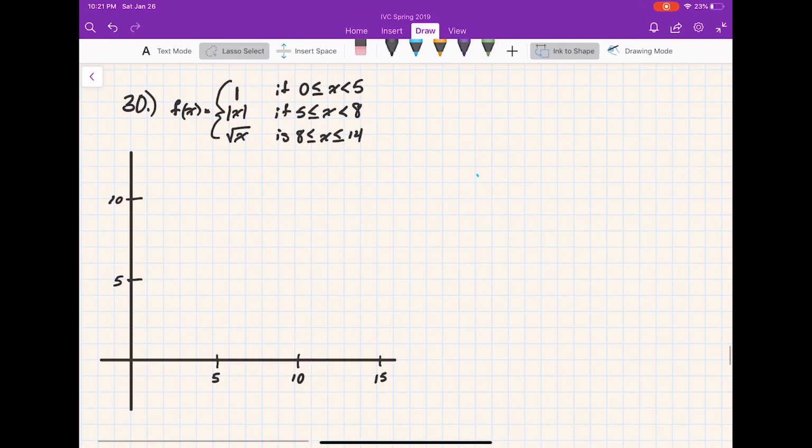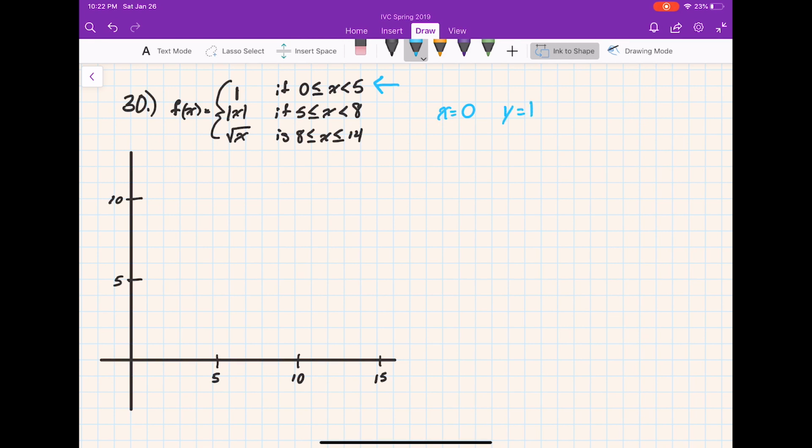For number 30, we graph these functions. And again, we're just going to substitute in our numbers here. If our x value is 0, well, we really don't have a formula. The function of x is equal to 1. So x equals 0, y is going to equal 1.